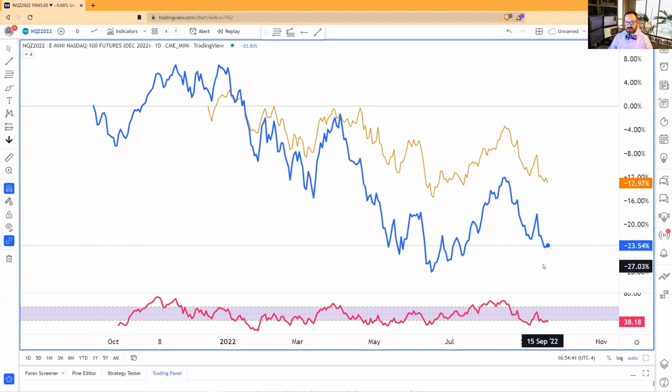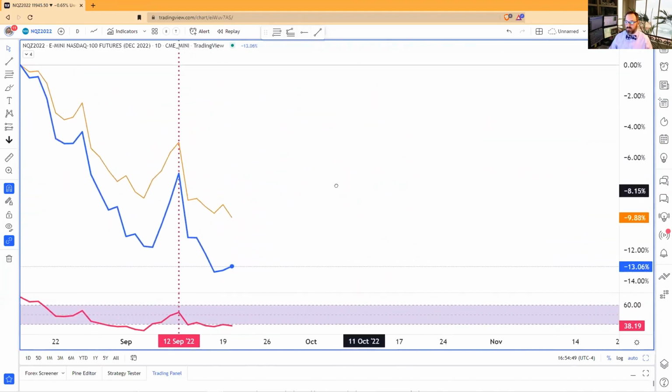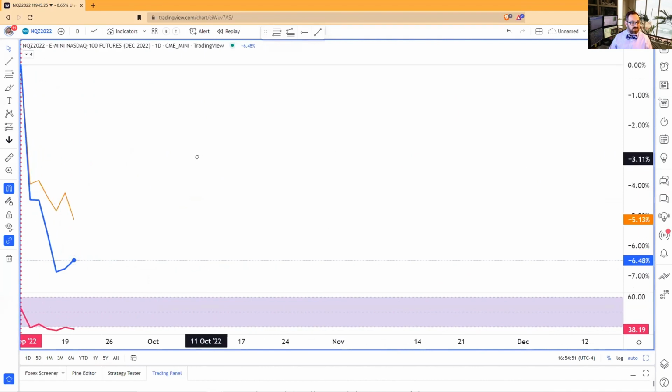So again, if I go to that September 12th area that I was talking about, right about here, and zoom in right there, you can see that the Dow in that yellow didn't drop as much as the NASDAQ did.